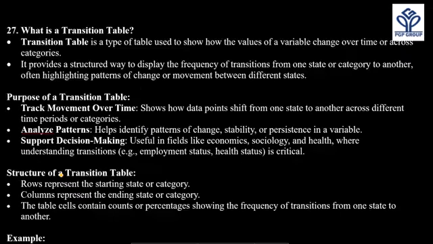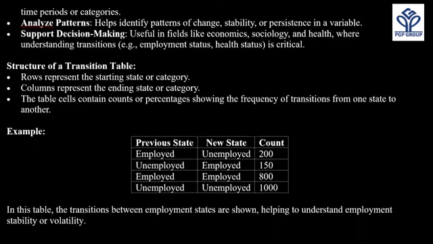Question number 27. What is a transition table? The contingency table we already studied in the previous question. Now we are going for the transition table. So what does a transition table mean? It is a type of table used to show how the values of a variable change over time across the categories. So this table is showing the change in the values. We'll go for an example first. If you see the example, then you can understand very easily.